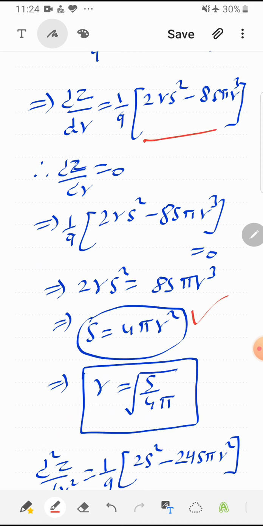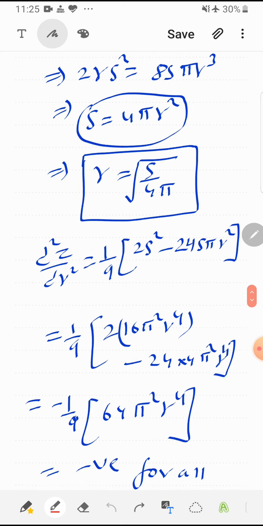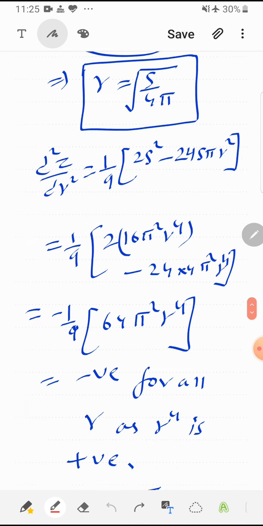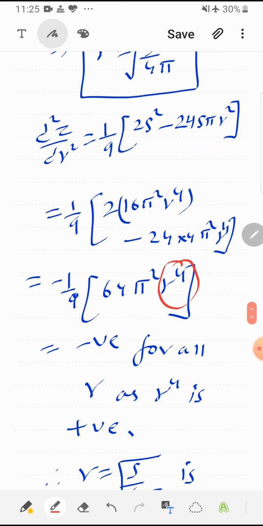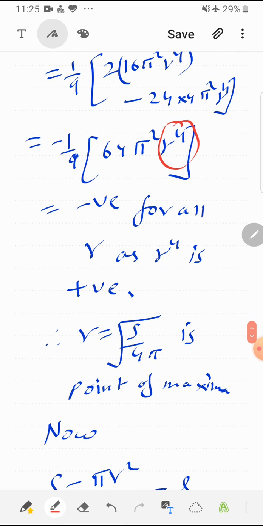Now again differentiating this expression, this is simple, 2s square minus 24s pi r square. So instead of putting r, first of all I am putting this s, so that s square is 16 pi square r to the power 4, and overall after simplification it is left minus 1 by 9 64 pi square r to the power 4, which is clearly negative because the power of r is even. For all r, r to the power 4 is positive, and overall it is negative. So r is equal to root s upon 4 pi is a point of maxima.